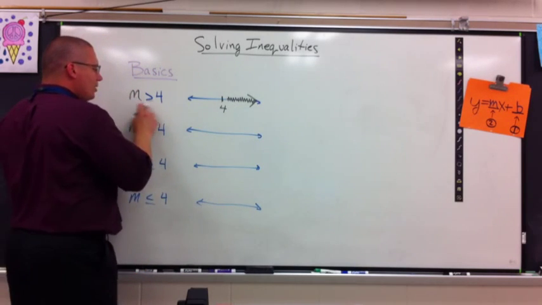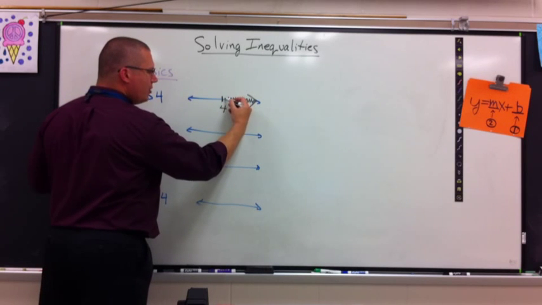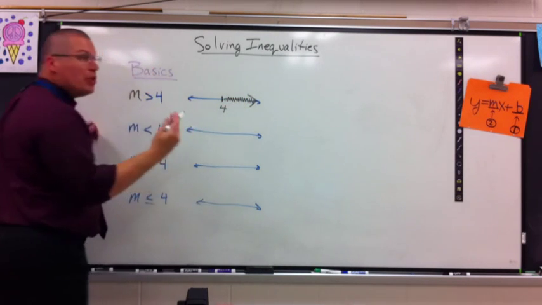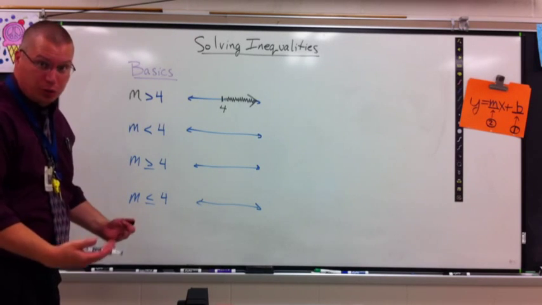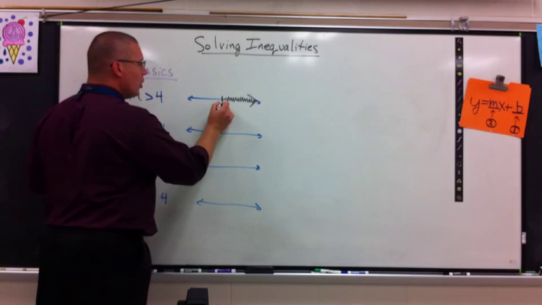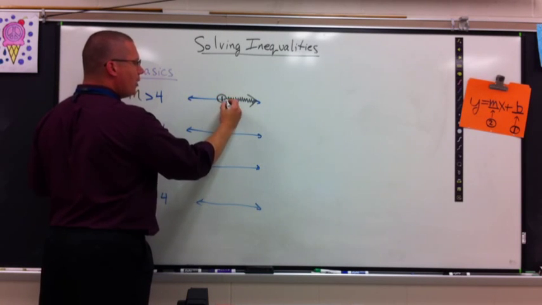Now remember, I'm not allowed to be equal to 4, so I shade in as close as I can. Shade, shade, shade. You'll never get as close as you can to 4 without touching it. How do we show that we're trying to do this? We put a circle around it, an open circle. It goes around the mark at 4, shade to the right.